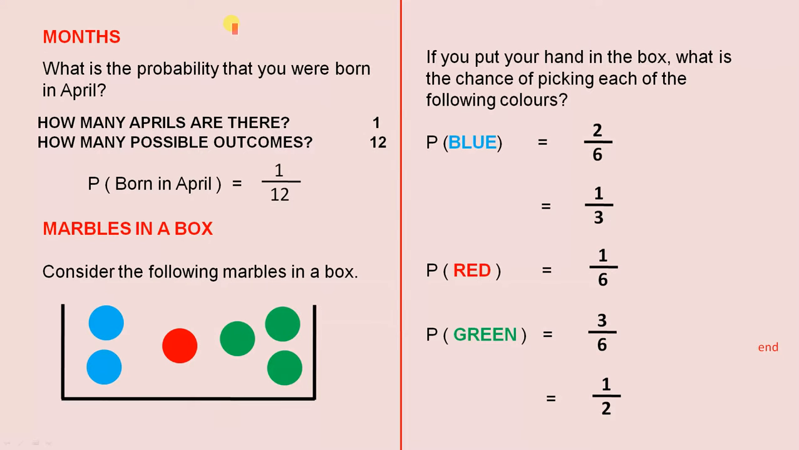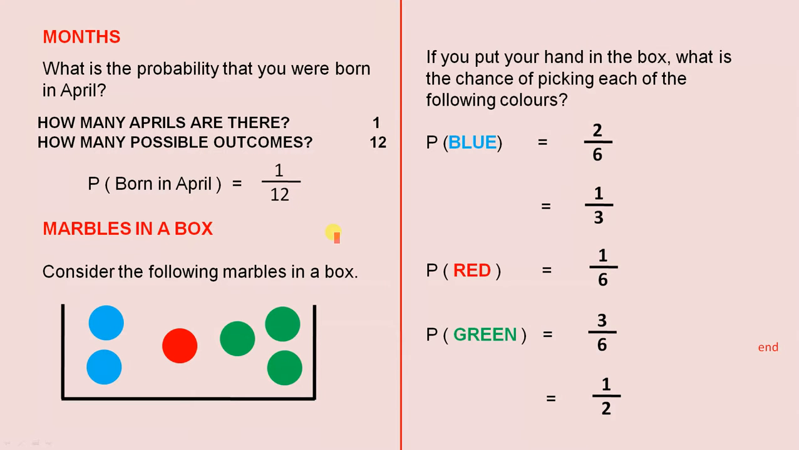Let's look at the months. What is the probability that you're born in April? How many Aprils are there in a year? 1. How many possible outcomes means how many months are there in the year? 12. The probability that you're born in April is 1 over 12.